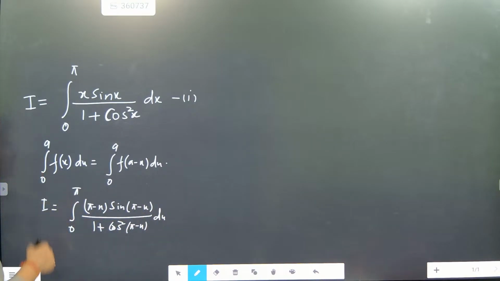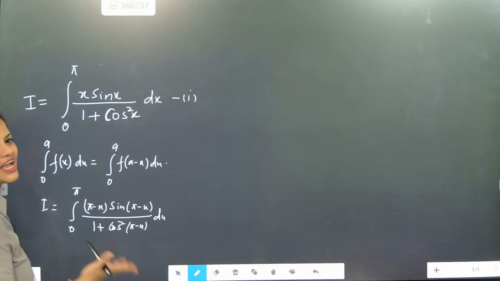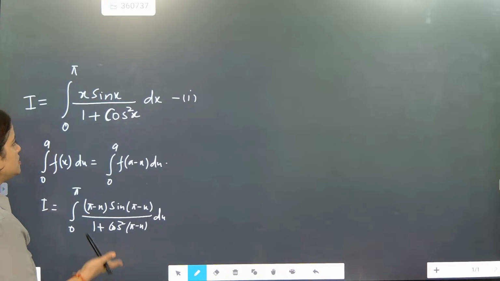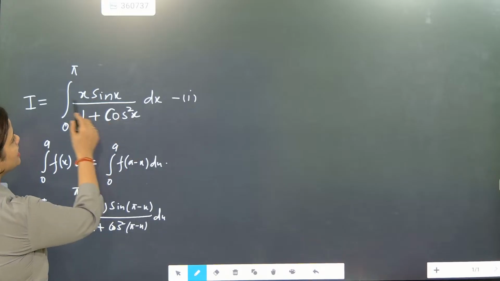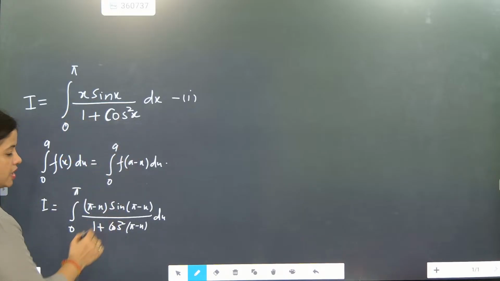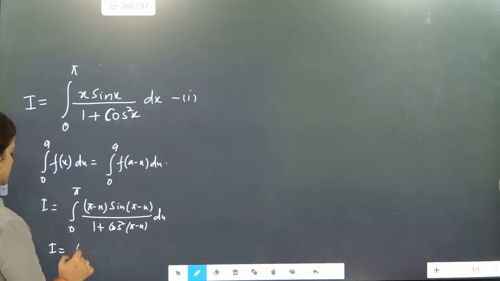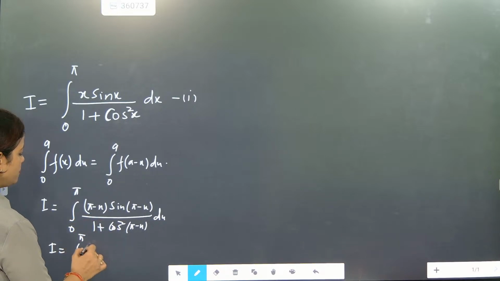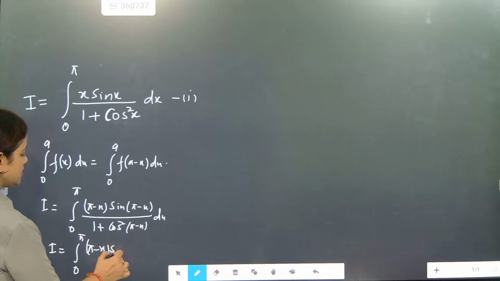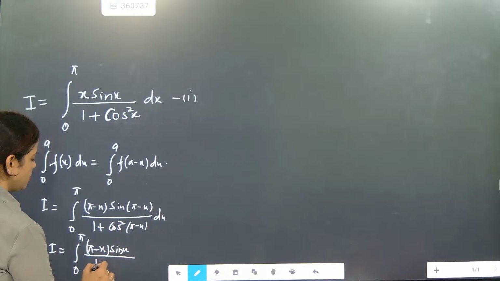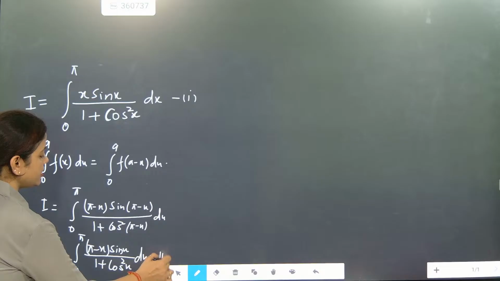I use property number 5. Huh? 5 or 6 application? 6 means directly pi by 2 will come. See, 6 means after this you can directly write pi by 2. Okay. So now this part is coming as integral 0 to pi of (pi minus x) sin x by 1 plus cos square x dx, equation 2.